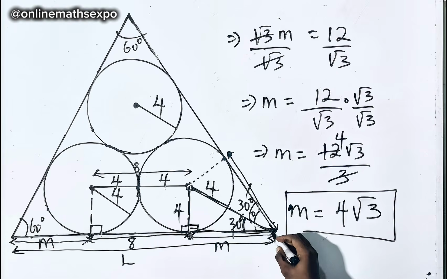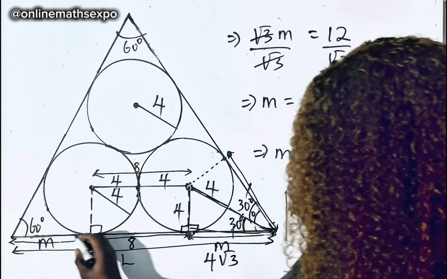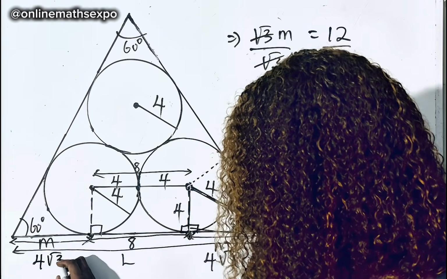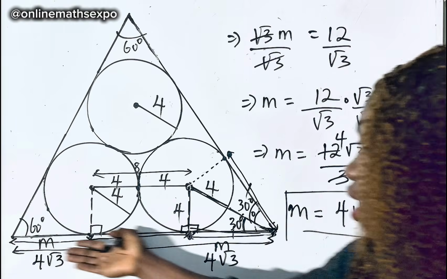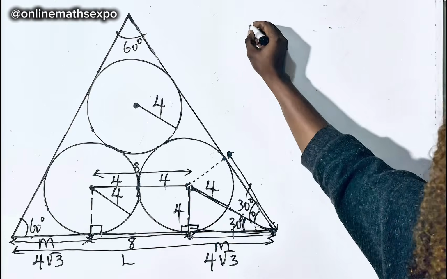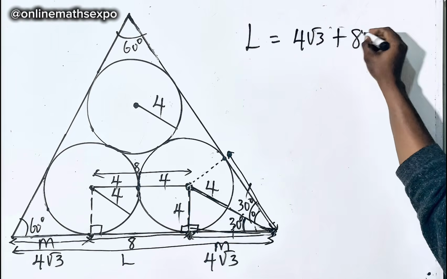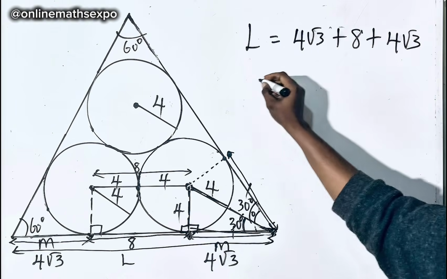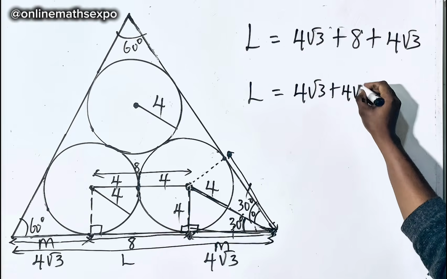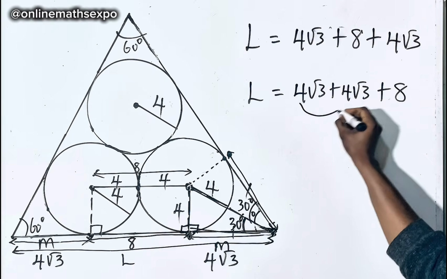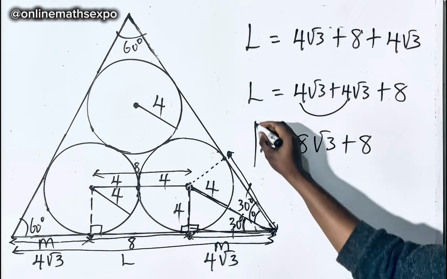And that is from here to this. It gave us 4 root 3, and we are told that it is the same as from here to here, which is also 4 root 3. Now that we have found those lengths, we can get the total length here. So let's add it up. The length is 4 root 3 plus 8 plus 4 root 3. Add the coefficients, and we have length is 8 root 3 plus 8. So this is the length of this triangle's side.